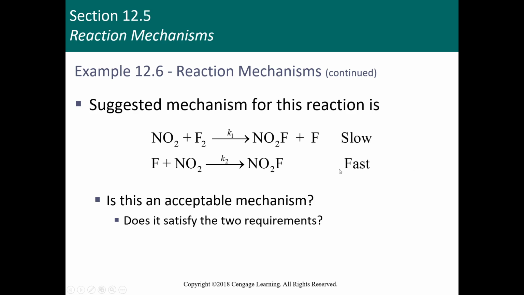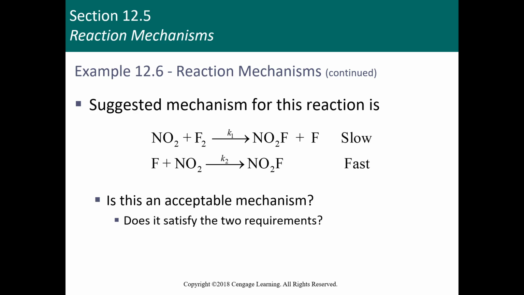And so, whenever I do a reaction mechanism, the slowest step is always the one that determines how fast the rate of the reaction is. The fast steps don't matter. They're fast, they're going to happen so fast they won't be meaningful. They won't affect your rate.